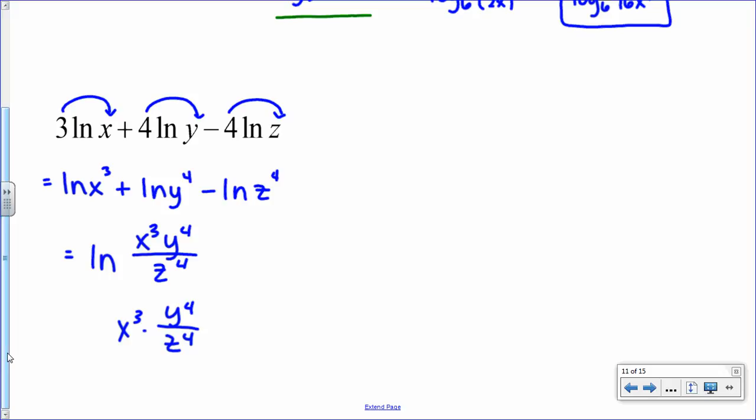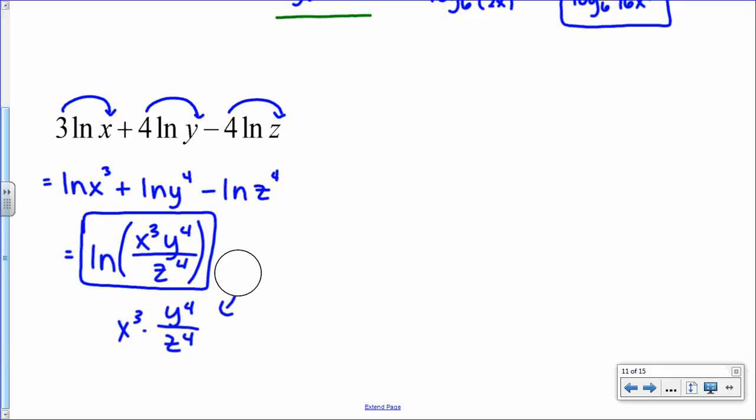Either way is fine. The top way just looks a little bit cleaner. Okay, any questions about that? You guys feel like you have an okay handle with those properties, expanding and condensing? Okay. Now we're going to start solving.